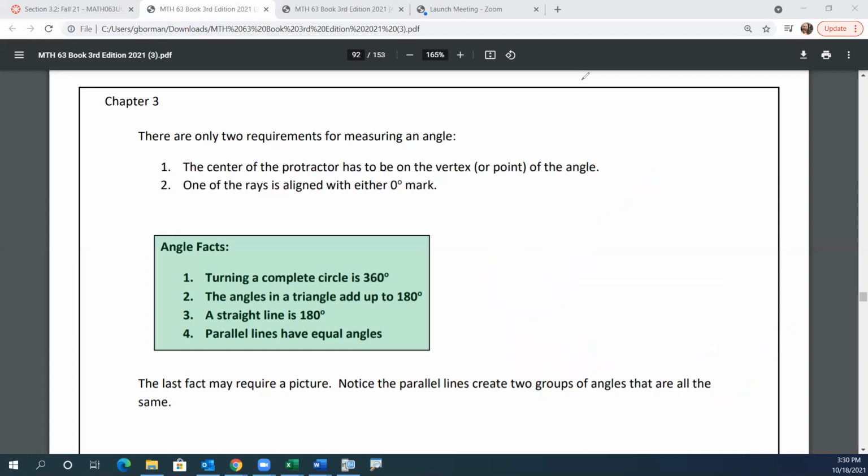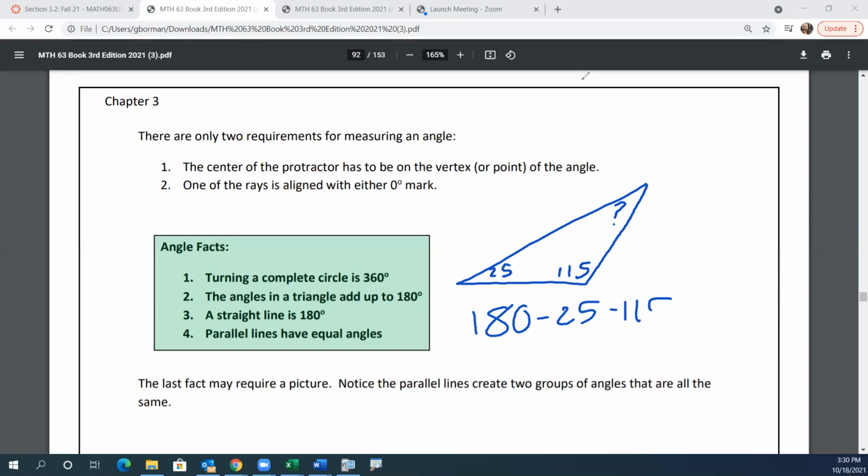Rule number 2, or fact number 2, in a triangle, all 3 angles add up to 180. So if I say, oh, well, that's 25 degrees, and that's 115, then what's that guy? Well, it'll be the entire 180 minus the 25 minus the 115. And let's see, which is 40 degrees. Okay, so it might be something like that.